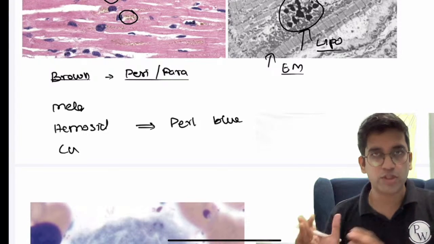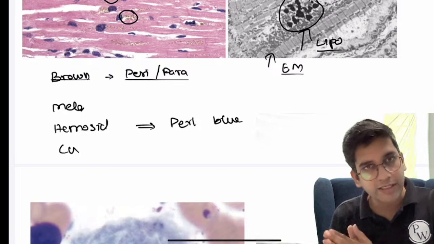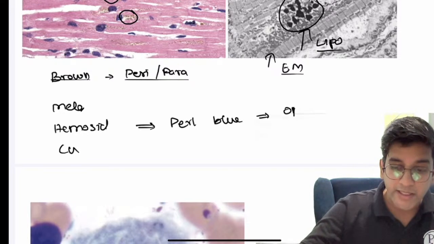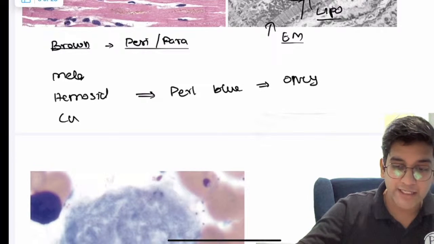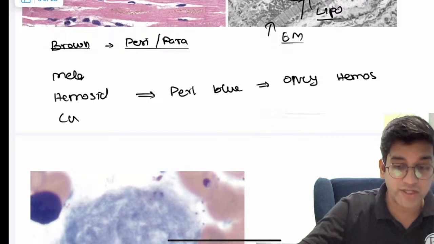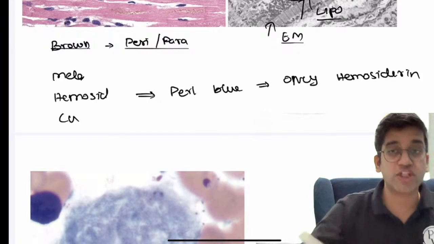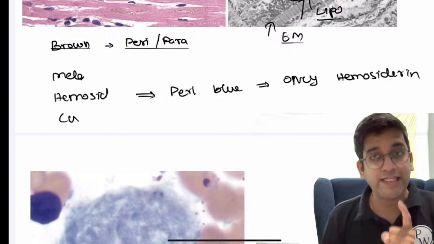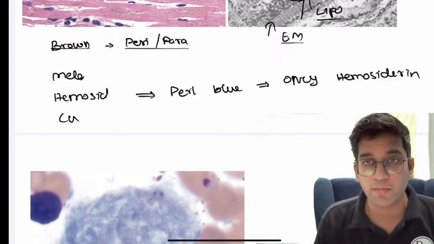What will Pearls stain: both hemosiderin and ferritin, or only hemosiderin, or only ferritin? Pearls will stain, remember this, only hemosiderin, and it will not stain ferritin. Ferritin is a physiological form of iron and will not be stained in Pearls. Only hemosiderin will be stained. Only hemosiderin. Just do remember that, right?